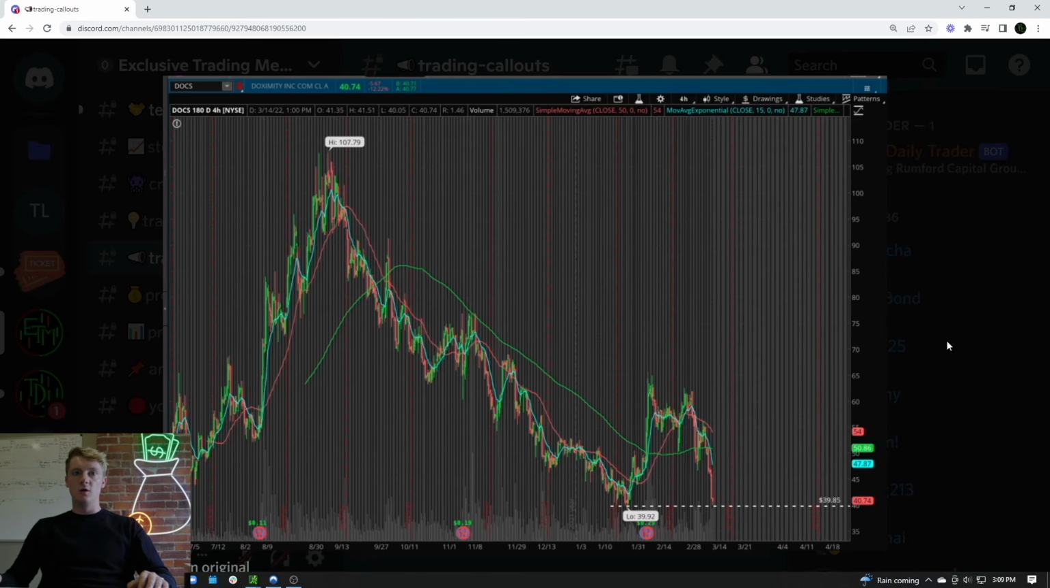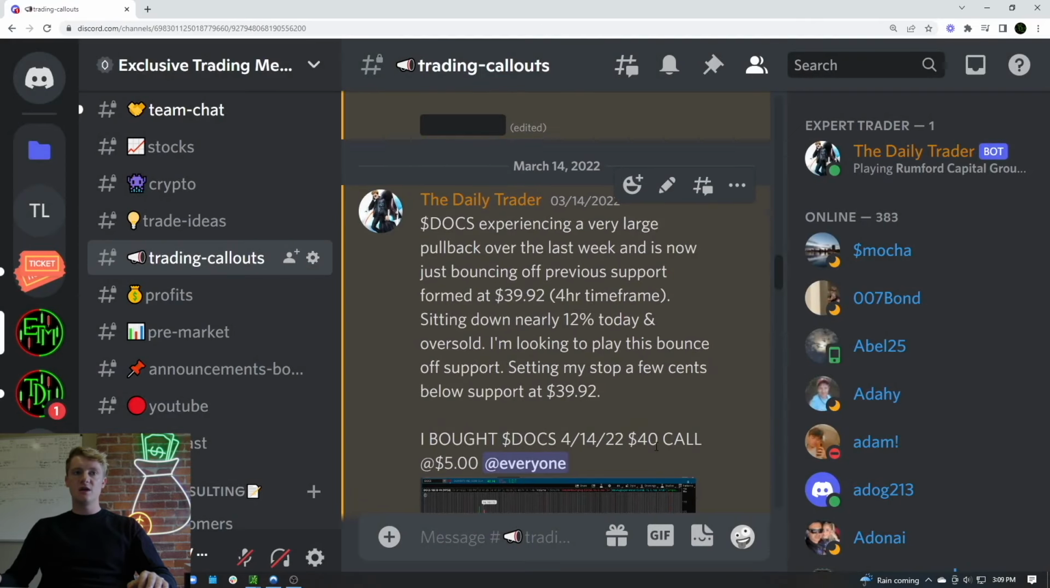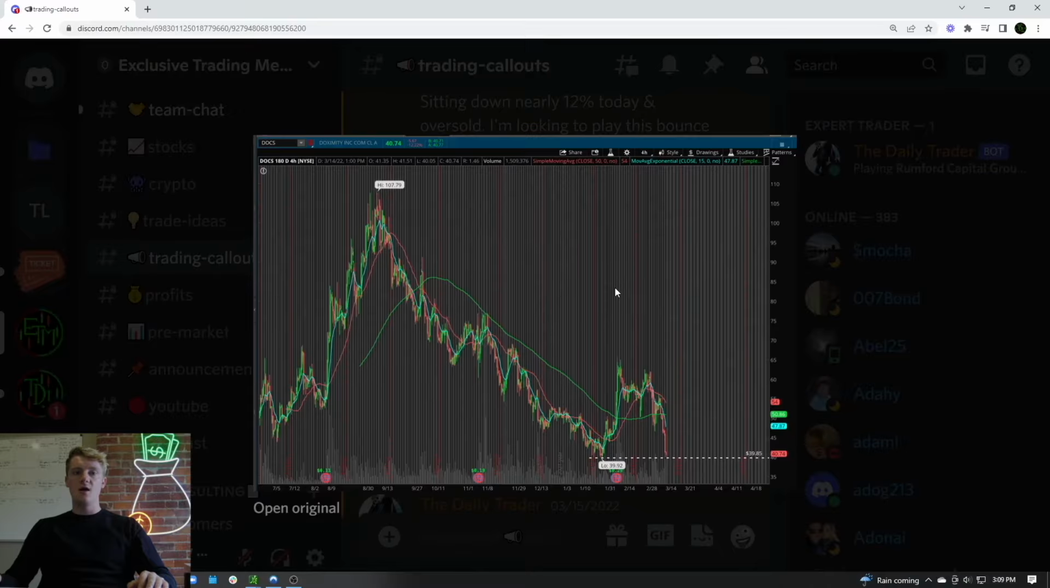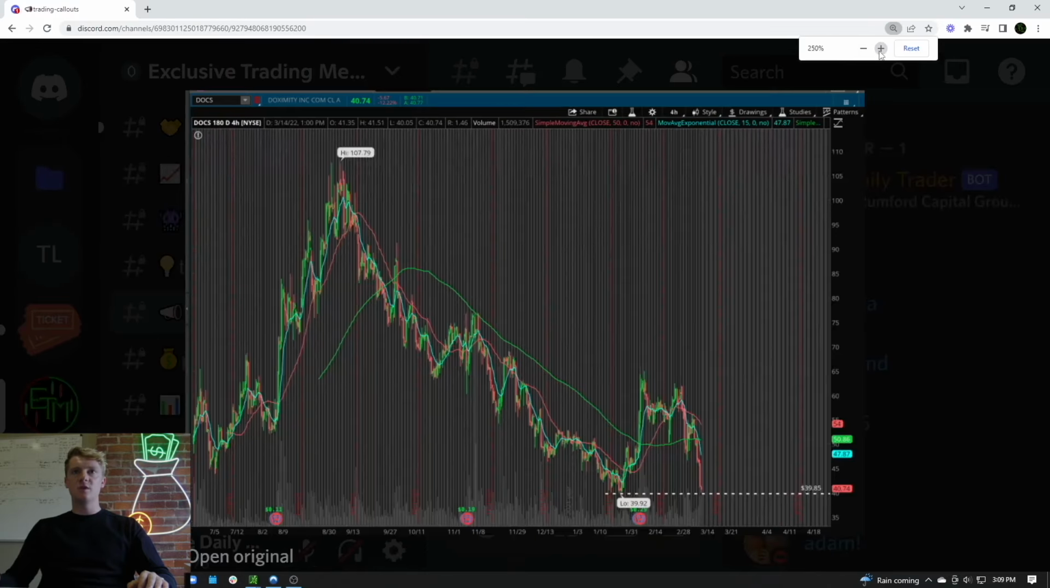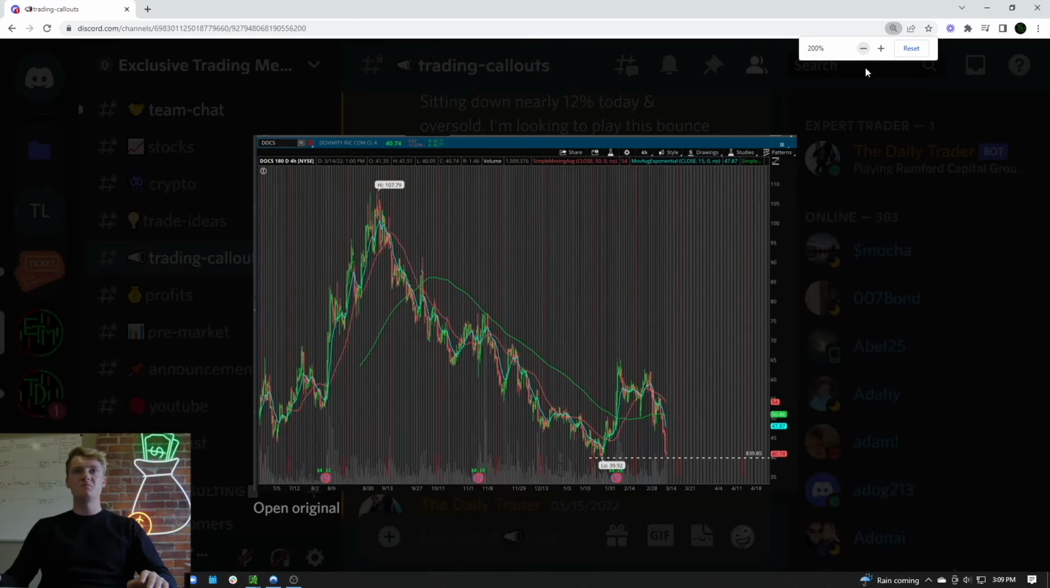So what I did was, well, I entered, all right? I bought some calls. As you can see, I bought the DOCS $40 call, and I was looking to play a bounce off this support. Okay, I set my stop a few cents below support. Now I entered. This could be an early entry. Like I said, I don't sweat the entry. I set my stops, and if we broke below that level, then I'd get stopped out, and that's all right. Keeping my loss to a minimum.